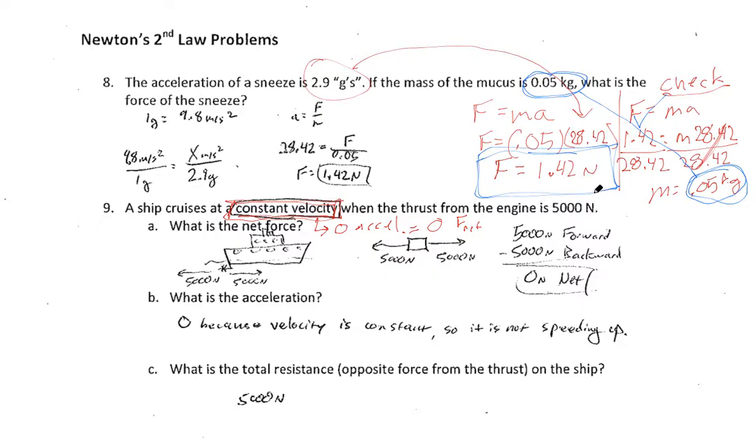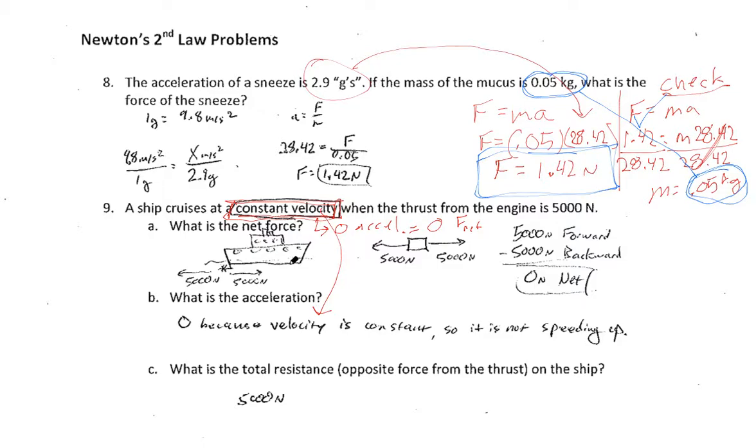Well, it's because there's also another force acting on it. So we could have 5,000 newtons of force pushing it forward. But if there's 0 newton net force, that means there's also going to be 5,000 newtons holding our object back. So we know the acceleration, because we're at a constant velocity, is 0. So then what's the total resistance?